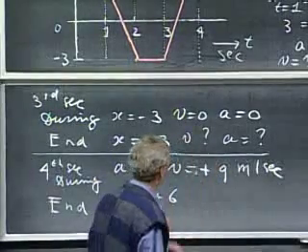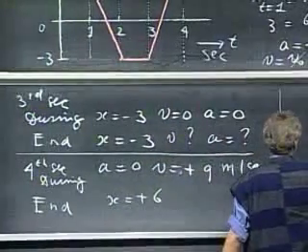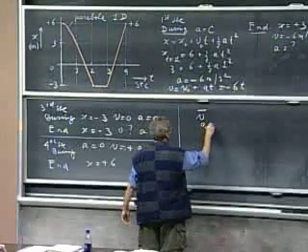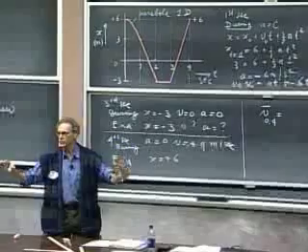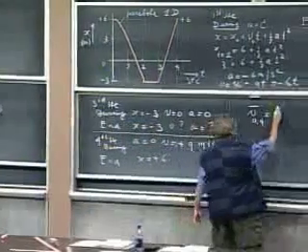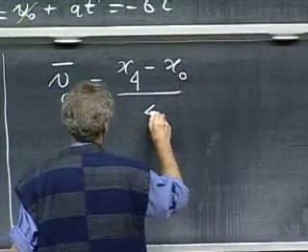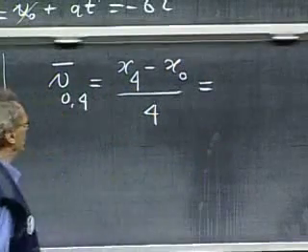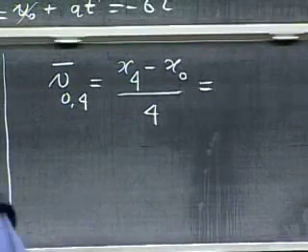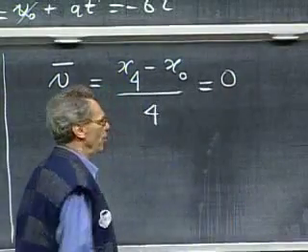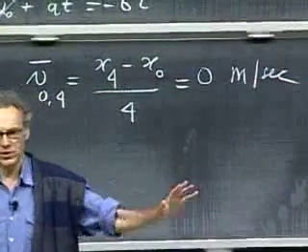Now I would think that it is reasonable to ask the following question. What is the average velocity, for instance, between time 0 and time 4? Average velocity. We define average velocity as the position at time 4 seconds minus the position at time 0 divided by 4. That is our definition. At 0 it is at +6. At 4 it is at +6. So the upstairs is 0. So the average velocity during this 4 second trip is 0.